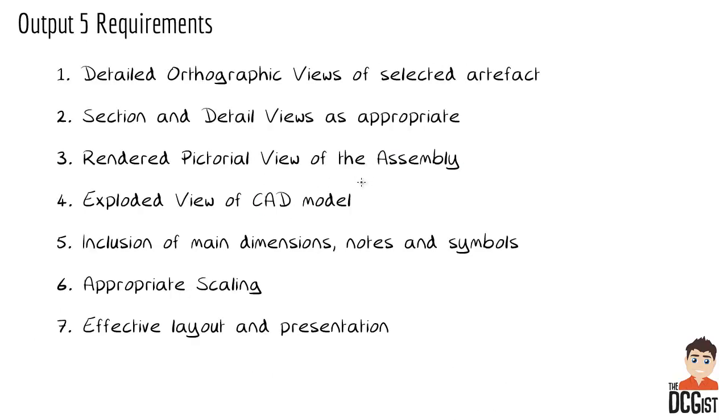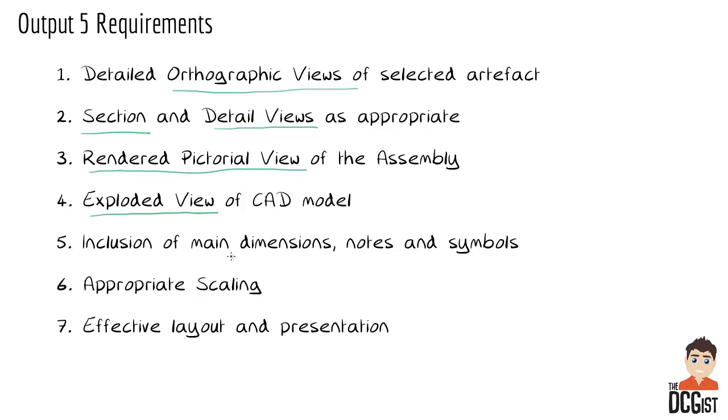Let's have a look at the output 5 requirements in more detail. So the first one is we need to have detailed orthographic views of the selected artifacts. So orthographic views, that's your elevation, your plan, and your end view. The second one then is we have to have sectional views and detail views where appropriate, and I will talk about where is appropriate later on in the video. We need to have a rendered pictorial view of the assembly. We need to have an exploded view of the CAD model, and then we have to include the main dimensions, notes, and symbols for any of the views that we put in.